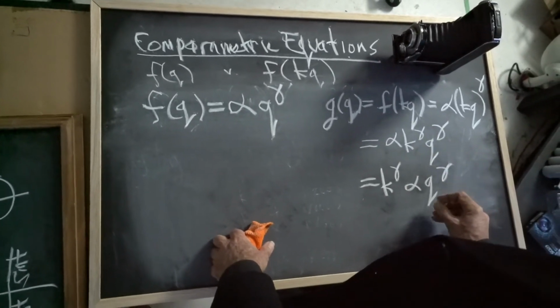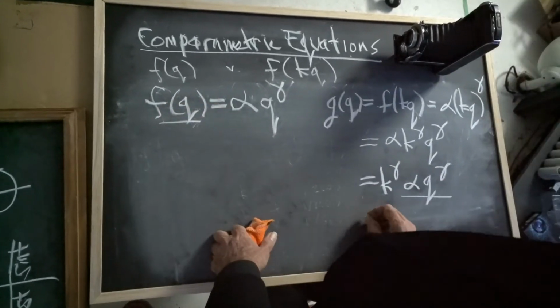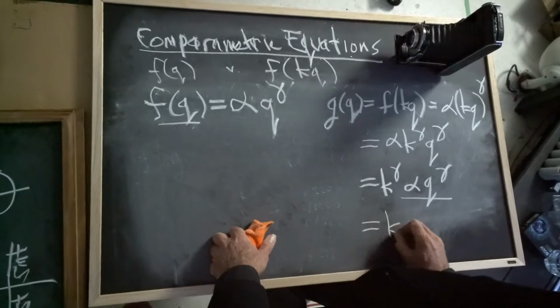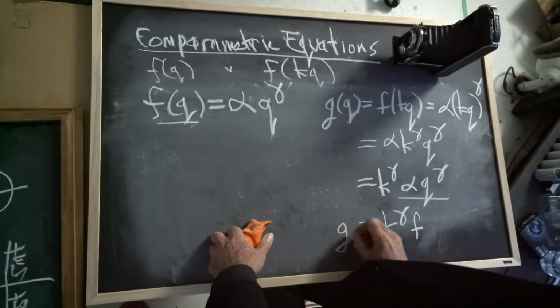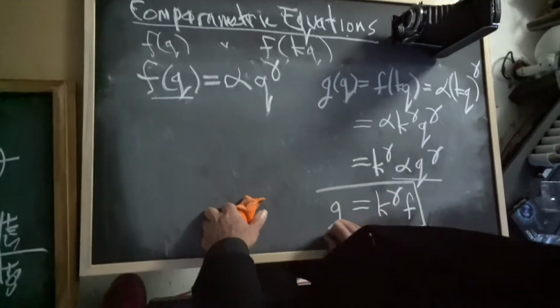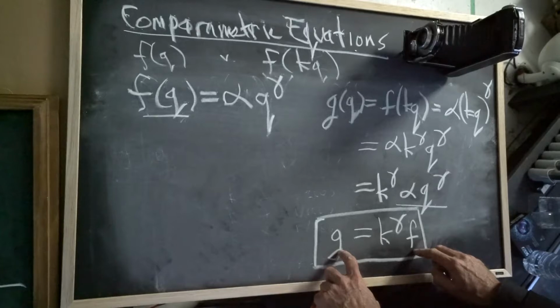Now what we notice here is that this is just f. So this is equal to k to the gamma times f. So now we have g. Again, this is a comparametric equation. This is a relationship between f and g that doesn't involve q.